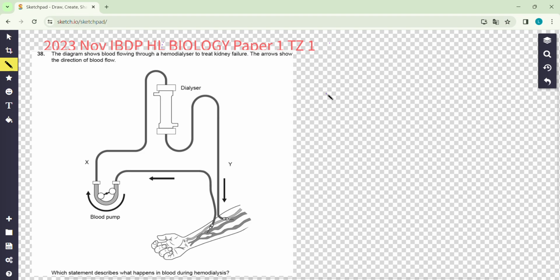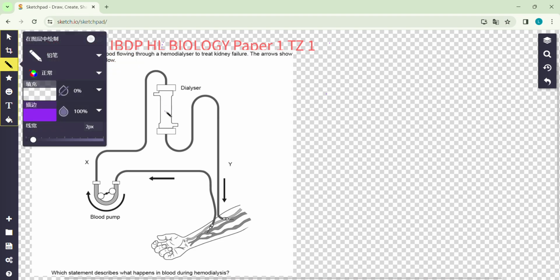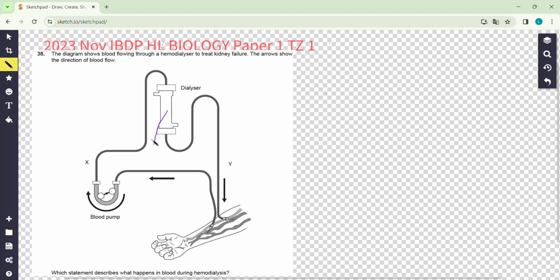Question 38 is about hemodialysis. In the machine, it takes out the salt and urea and other waste from the body. So at Y, there is less salt and less urea.